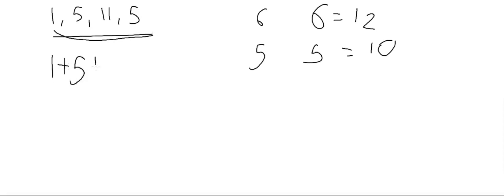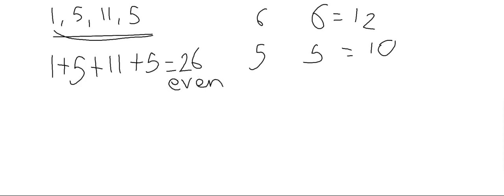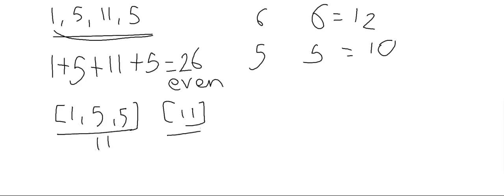So what I'm going to do is find the sum. 1 plus 5 plus 11 plus 5, which is equal to 16, 26. Now I got the sum, and it's even. 26 is an even number. So that means I can partition this array into two subsets. Now I need to find out whether I can partition this into two subsets whose sum is equal. Looking at this array, you can create one subset with 1, 5, 5 and another subset with 11. This has sum 11 and this has sum 11. So the answer is true.